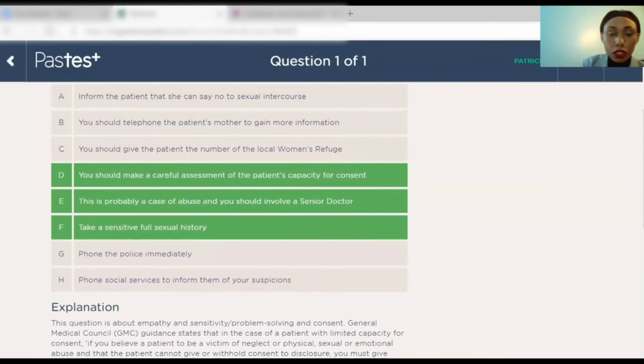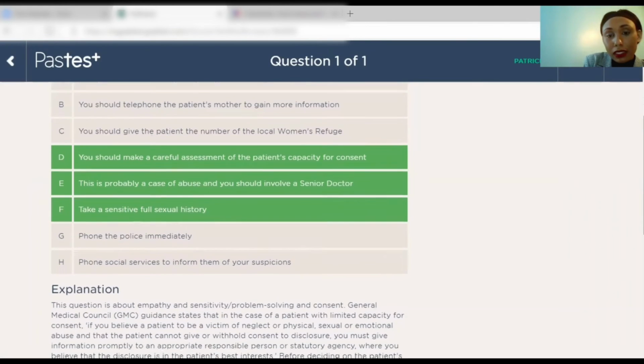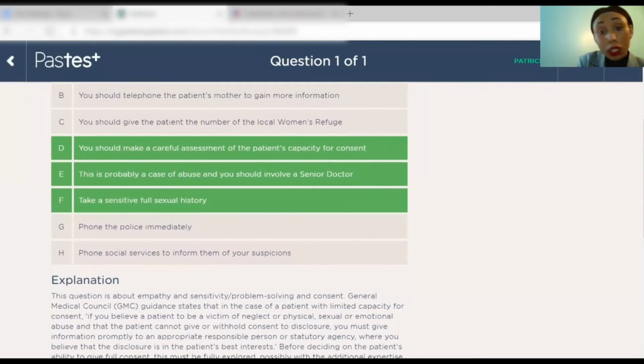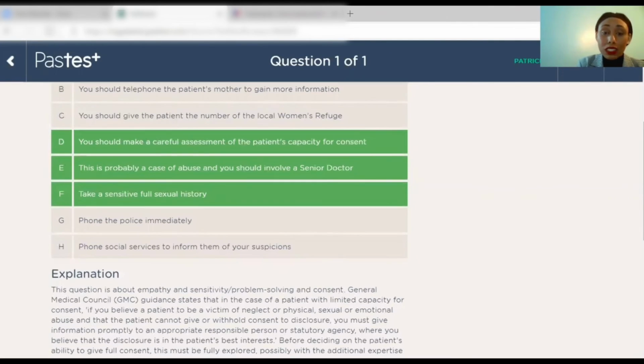So here we go. You have to make a careful assessment of the patient's capacity for consent. You have to make sure you know the Mental Capacity Act. So if a patient doesn't have capacity, then you have to do a number of things, and you basically have to make sure that you're acting in that patient's best interest. And there's a number of ways in which you can do this. So this is most likely a case of abuse, and you should therefore involve someone senior.